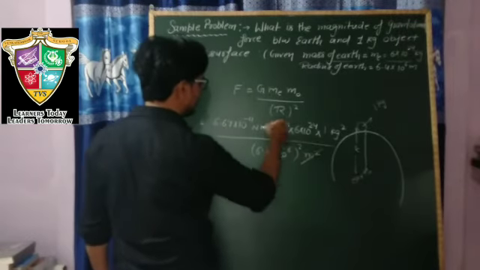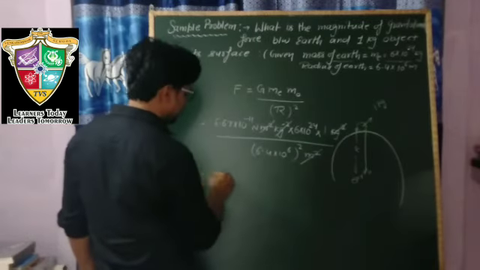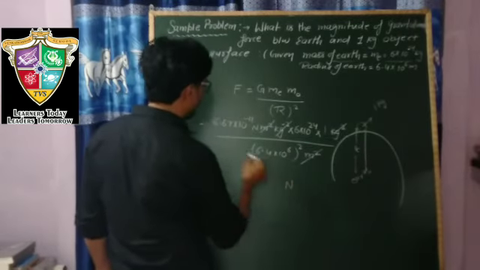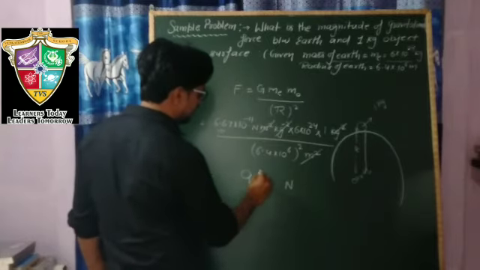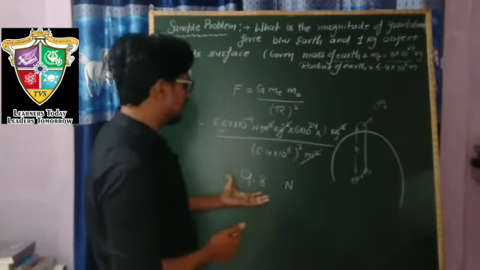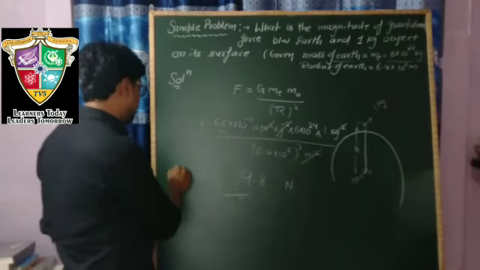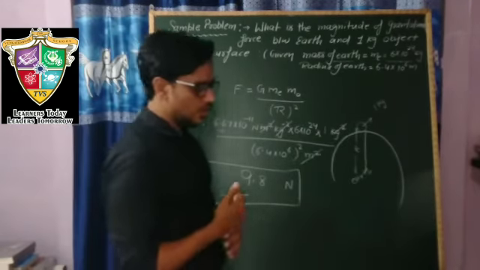If we cancel these units, what will we get? The unit of this value is Newton. If we simplify this, we will get this result. So the force between the object and the Earth is 9.8 Newton. This is the application of the universal law of gravitation.